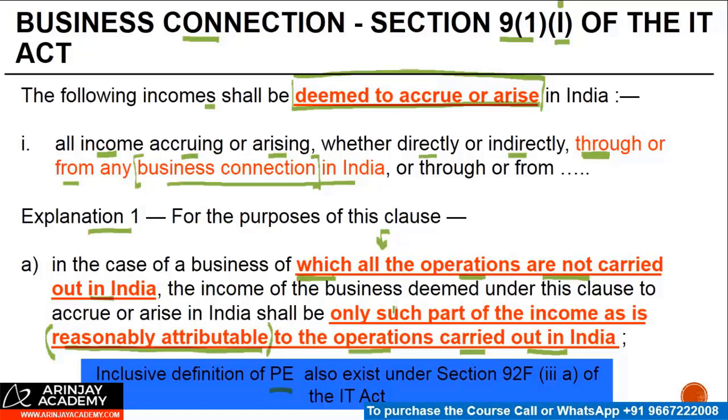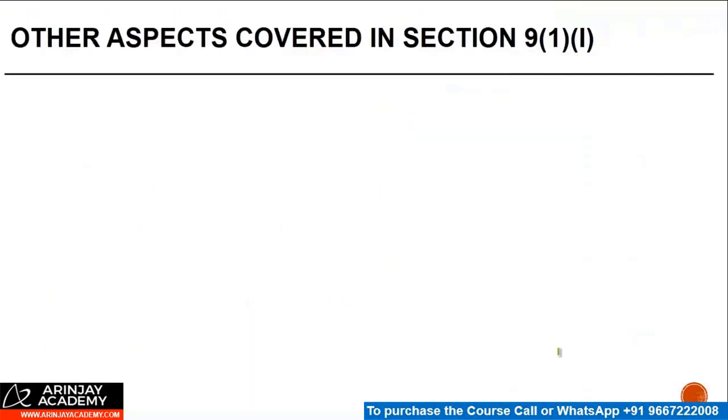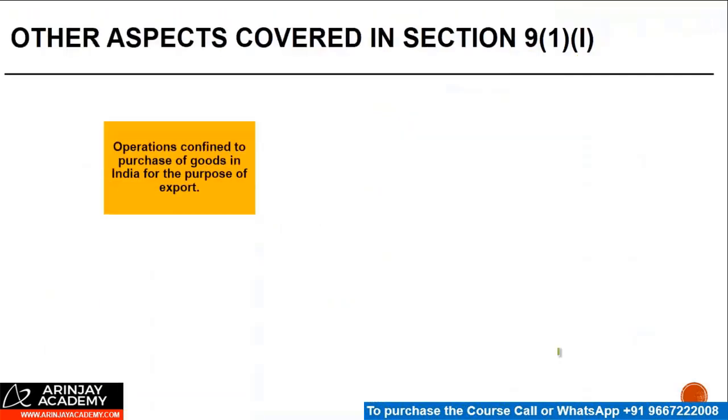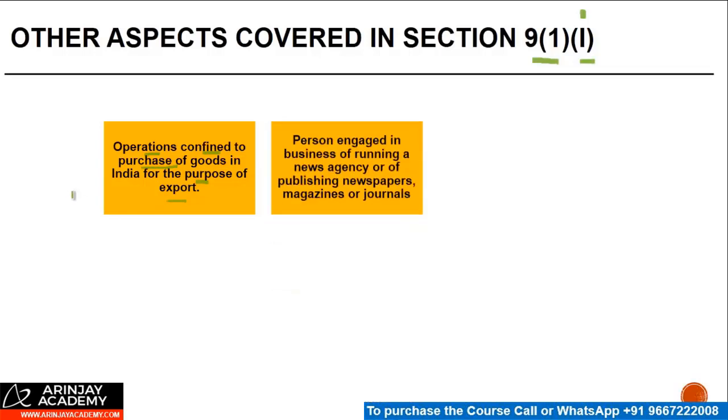There's also an inclusive definition of PE under section 92F(iiia) of the IT Act. We'll just come to that definition. But there are certain other aspects in section 9(1) as well. What they say is that if the operations are confined to the purchase of goods in India for the purpose of export, then no income shall be deemed to accrue or arise in India.